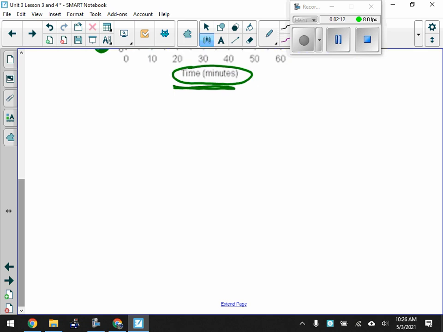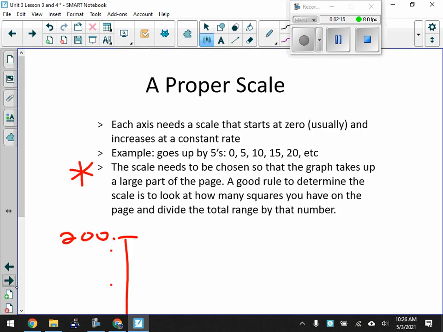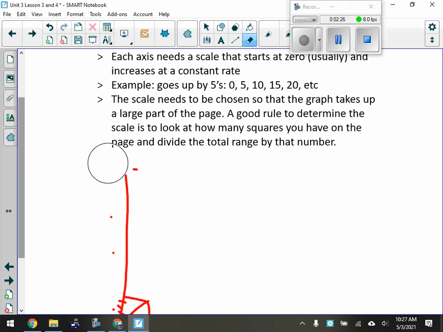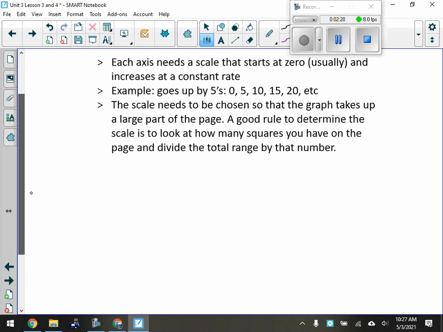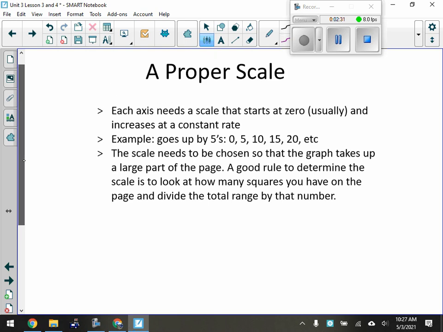All right. Oops, wrong button. There we go. Now, we talked about last day, we need a proper scale, and I kind of started to show you how to do this last day. But basically, it looks something like this. A proper scale. Each axis needs a scale that starts at 0, usually, not always, but usually. And it should increase at a constant rate. So it has to be constant. For example, it goes up by 5. So 0, 5, 10, 15, 20, and so on.